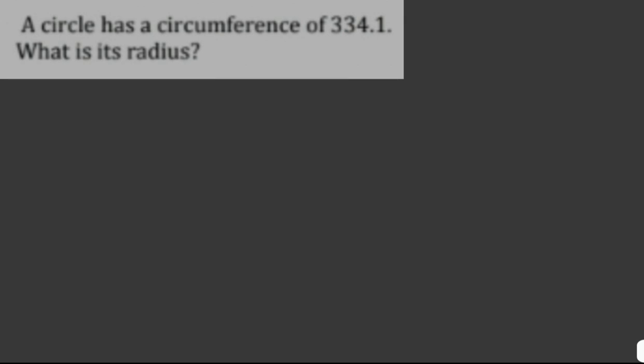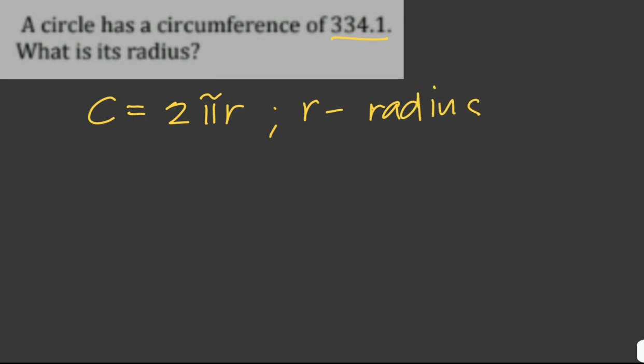A circle has a circumference of 334.1. What is its radius? Now we're given here the circumference of a circle, and to solve for the circumference of a circle, we use the formula circumference equals 2 pi r, where r here is the radius and pi has a value that is equal to 3.14. And then we need to find the value of the radius.